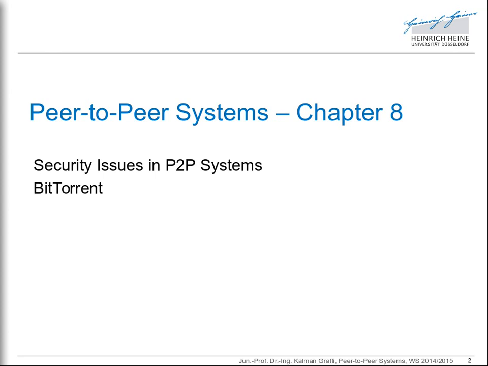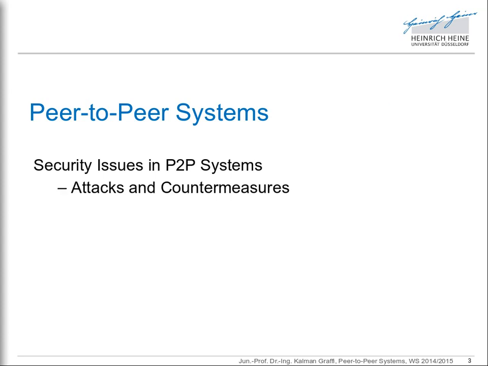Welcome to our next lecture in P2P Systems. Here we have two topics. First of all, I want to tell something about the security risks and the issues and problems in P2P systems. And the other topic is BitTorrent, but I don't think that we get this far today. Okay. So the first topic is about the attacks and their countermeasures.